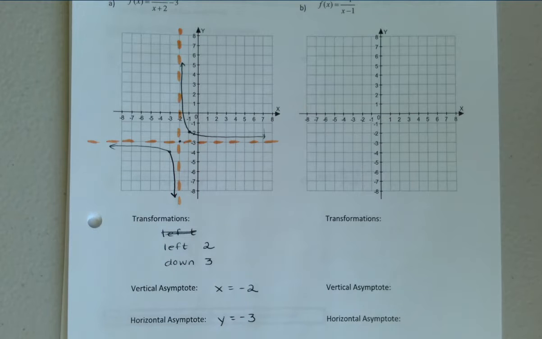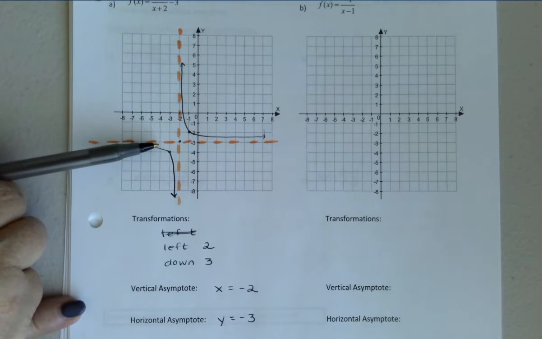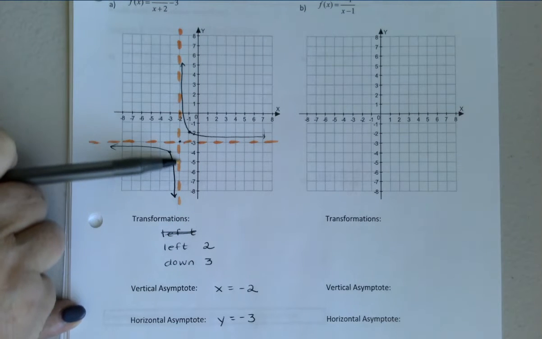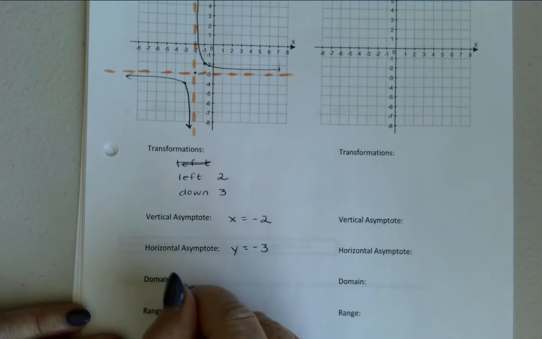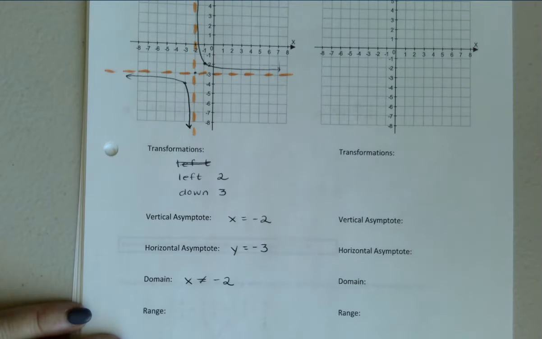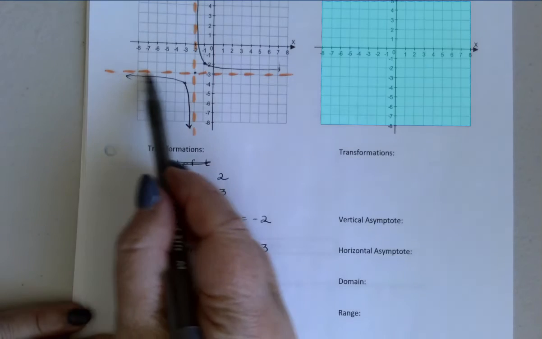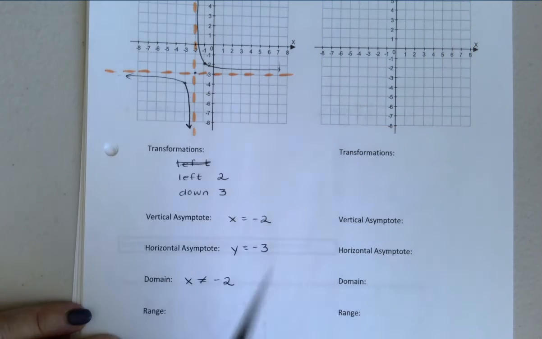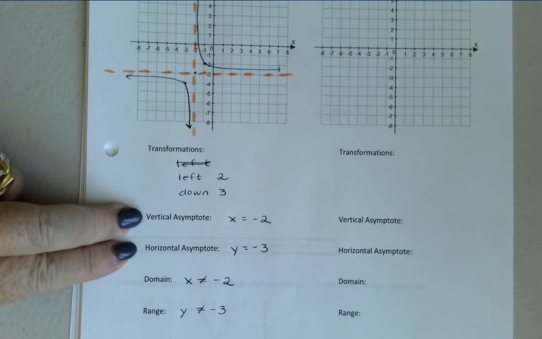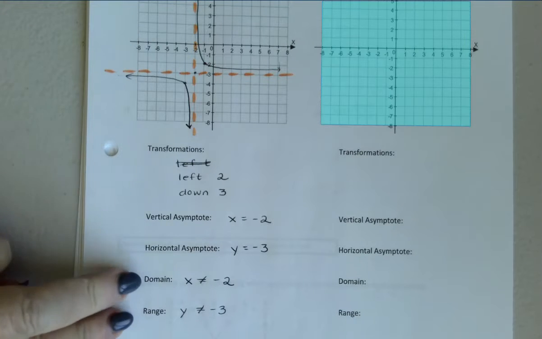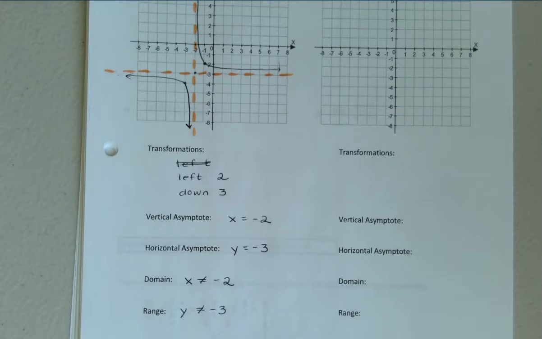In terms of domain and range, the x values are never -2, right? They never hit that x equals -2. So in terms of my x values, x cannot equal -2. And the y values never hit the -3, so y is not equal to -3. Notice once you have your vertical and horizontal asymptotes, the domain and range are very directly related to those.